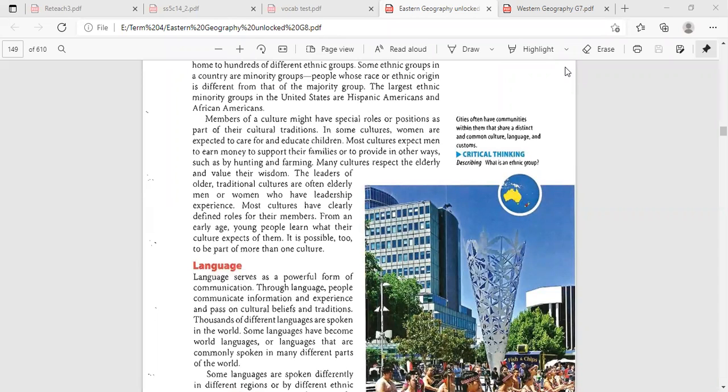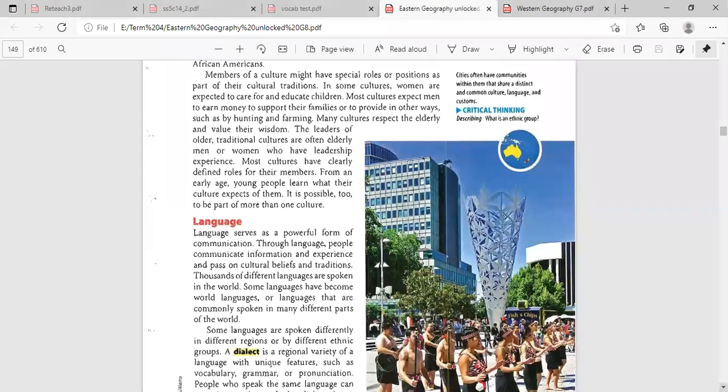What about the language? What purpose does the language serve, and is it important or not? Rashwan? Can you repeat the question, Miss? Again, what purpose does the language serve? A powerful form of communication. Through language, people communicate information and experience and pass on cultural beliefs and traditions. All right.